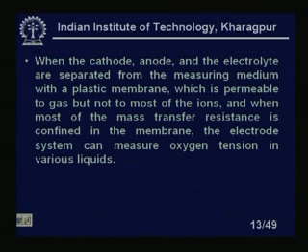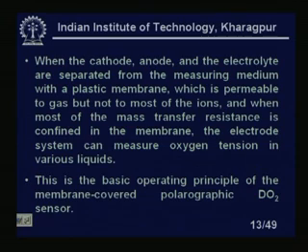Okay. So, what is the key? A plastic membrane which is permeable to gas, but not to most of the ions. So, the gas will permeate through this membrane, and when most of the mass transfer resistance is confined in the membrane, the electrode system can measure oxygen tensions in various liquids. This is the basic operating principle of the membrane covered polarographic DO sensor. In both the cases, we may use the membrane, it will be clear after some time, right.